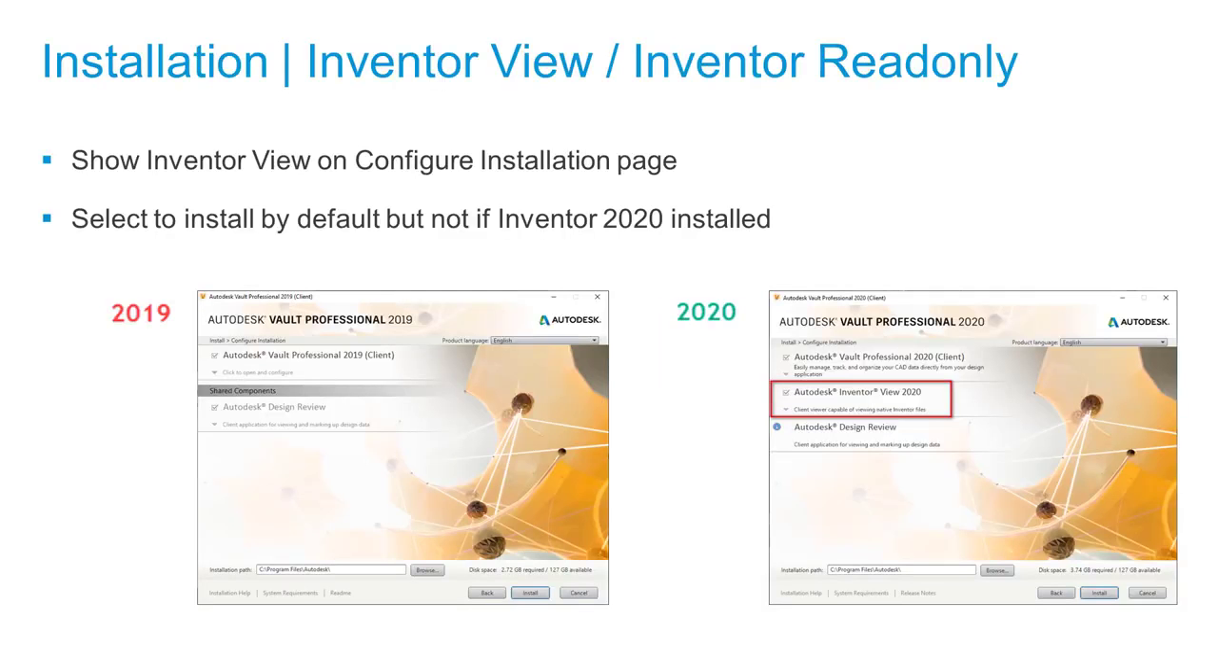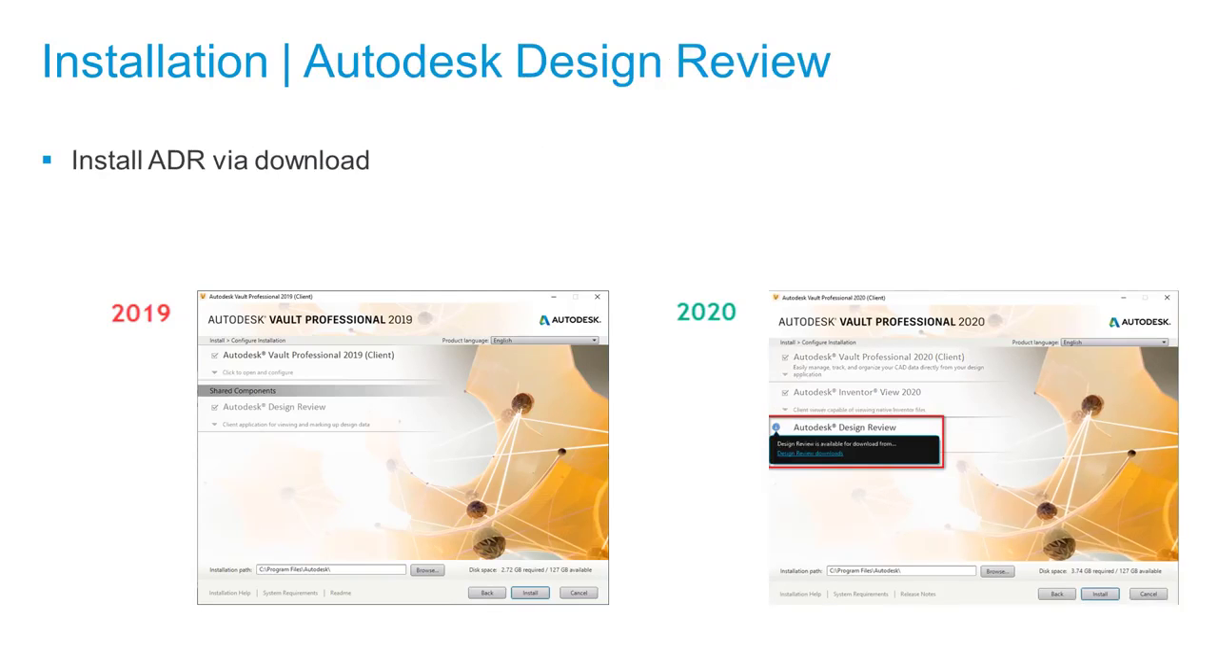Next, we look into installation. During installation, Inventor View can be deselected, as we now support Inventor Read-Only mode from Vault, as we have seen in Part 1, General Enhancements. Starting from Vault 2020, Design Review needs to be downloaded and installed separately. There's a link in the installer.